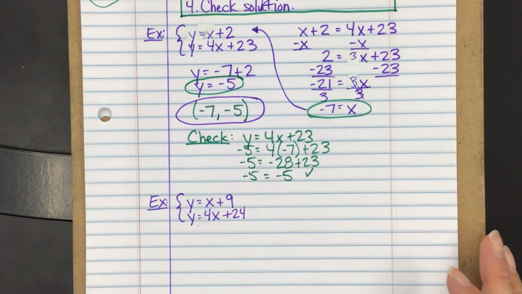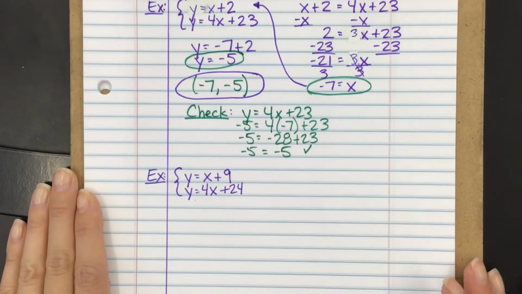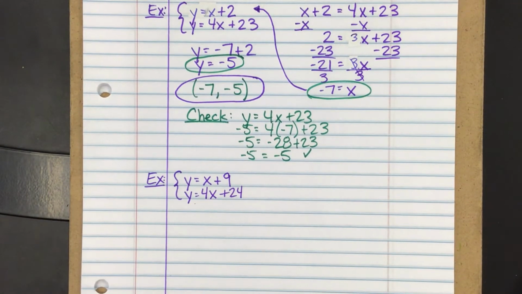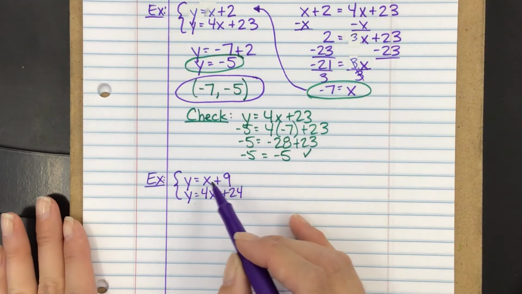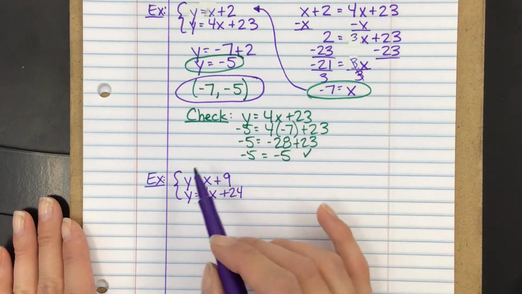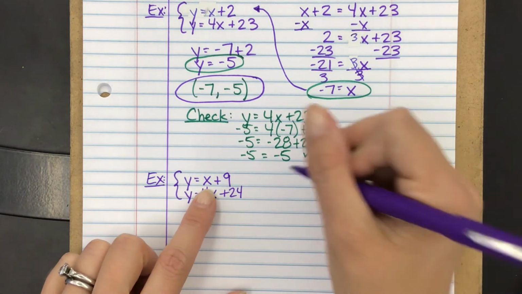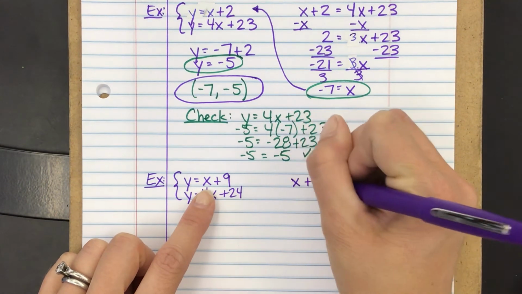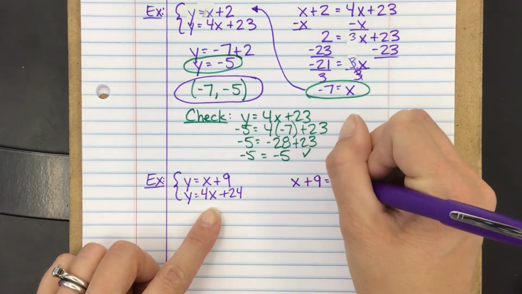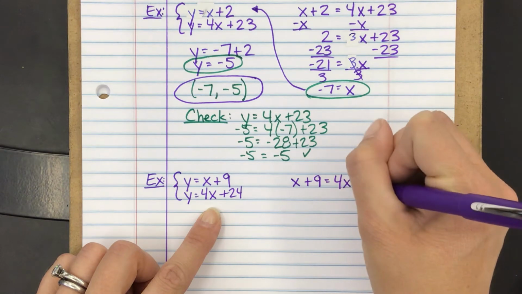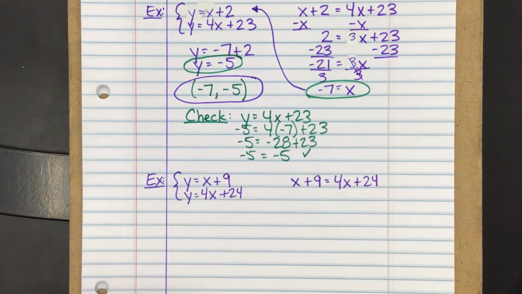Okay, so let's try this system right here. If you remember, we are going to set this equal to this because we're assuming that these y's are equal. So we can say that x plus 9 is equal to 4x plus 24. And I'm just going to solve for x.